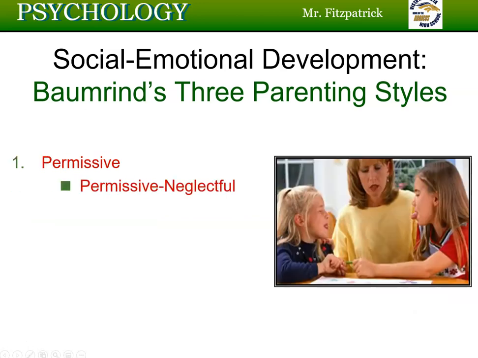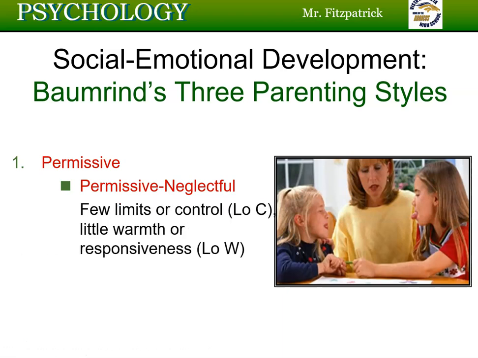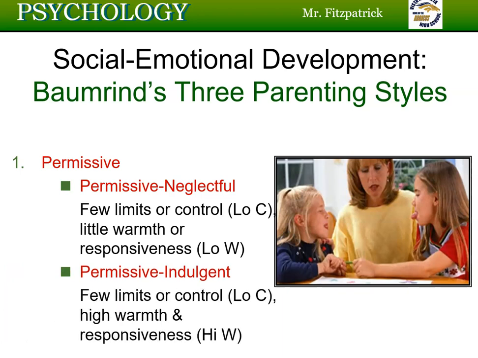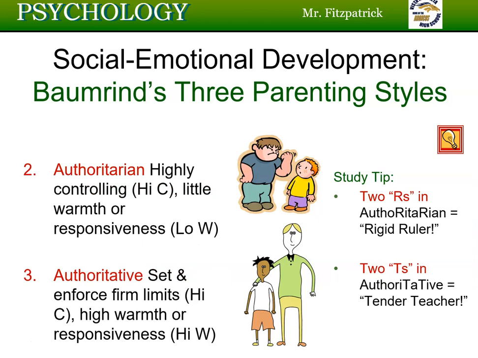First, under permissive, we have permissive neglectful. In permissive neglectful, the parent sets few limits or control, so there's little warmth. There's also little responsiveness. They're not all that involved in the child's life. In permissive indulgent, the parent has few limits or control, but they are involved in the child's life. For instance, they may go to soccer games or whatever.